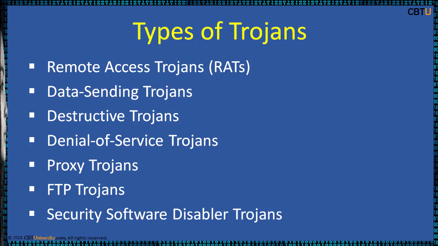on the target. Proxy Trojans. They are used to tunnel the traffic or launch hacking attacks via other systems. FTP Trojans. They are used to create an FTP server in order to copy files onto the system. Security software disabler Trojans. These are used to stop anti-malware and antivirus software on the compromised system.